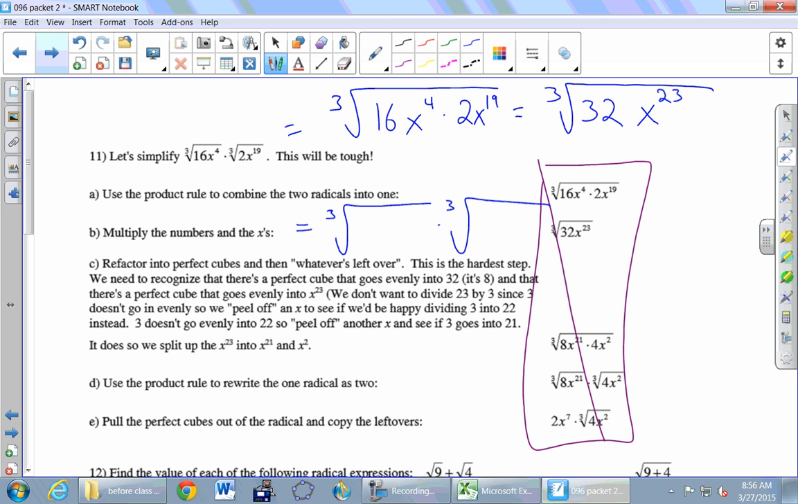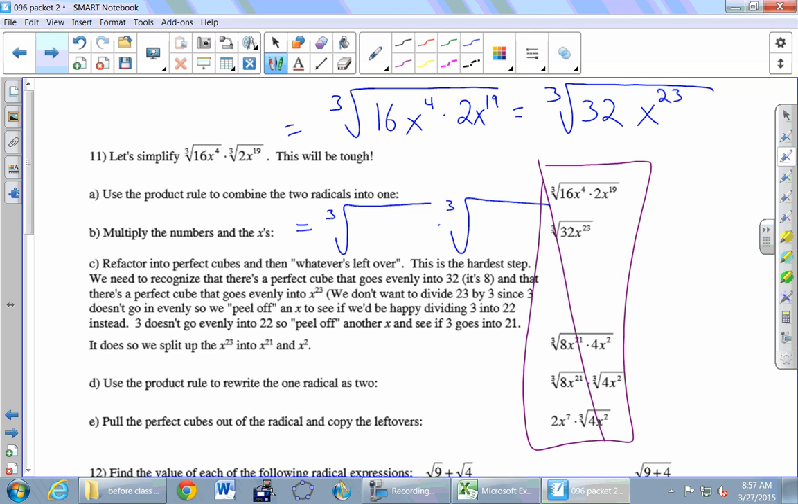Okay, so 32 is not a nice thing to have inside of a cube root. So look in your cubed column, the third column. You want to find a cube that goes into 32. So look in that cube column, find a cube that goes into 32. What is it?